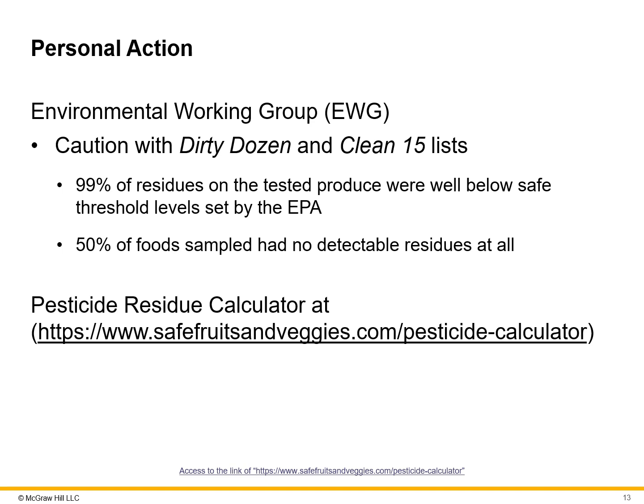Oh, that EWG, that Environmental Working Group. This is the one that produces the Dirty Dozen and that so-called Clean 15 list every year. 99% of residues on the tested produce were well below the safe threshold level set by the EPA, despite what this Environmental Working Group says, and that sounds very legit too, right? But it's really just a bunch of junk. 50% of the food sampled had no detectable residues at all. So big differences from what the majority of experts out there are saying versus what this particular group is, that also receives compensation from certain types of manufacturers.